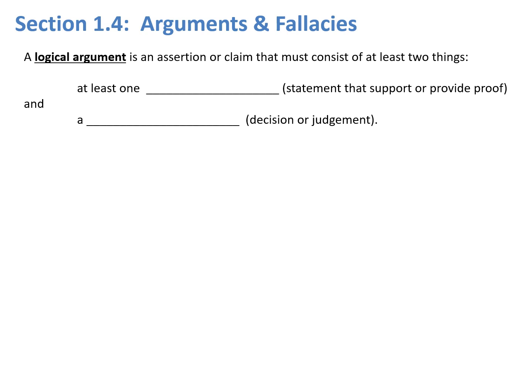Section 1.4, Arguments and Fallacies. A logical argument is an assertion or a claim that must consist of at least two things. At least one premise, and a premise is a statement that supports or provides proof, and a logical argument must have one conclusion, which is a decision or a judgment. So a logical argument must have at least one premise and one conclusion.